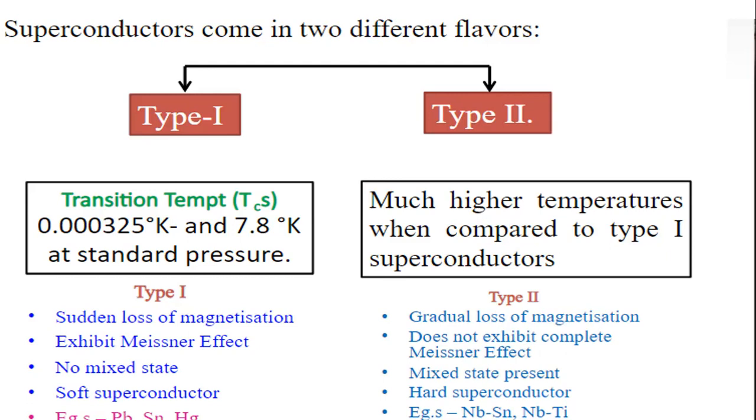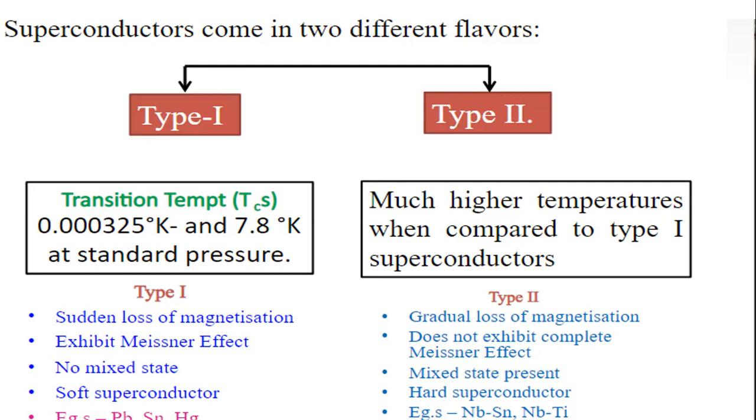When we compare this type 1 superconductor with the type 2 superconductor, the first point you can see is that in type 1 there is a sudden loss of magnetization, whereas in type 2 there will be a gradual loss of magnetization. Type 1 superconductors fully exhibit the Meissner effect, but type 2 superconductors, or hard superconductors, do not exhibit the complete Meissner effect. You will find that there is a mixed state, and examples for this are niobium and tin, niobium and titanium, and so on. These are a few examples of type 2 or hard superconductors.